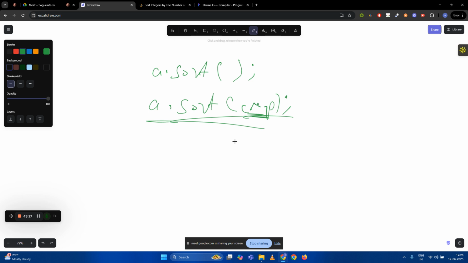So I hope everyone is clear with this comparator function thing. Everyone is clear, right? Anyone having any doubts? Tell me, भाई, बता दो मुझे. Does anyone have any doubts, even now?